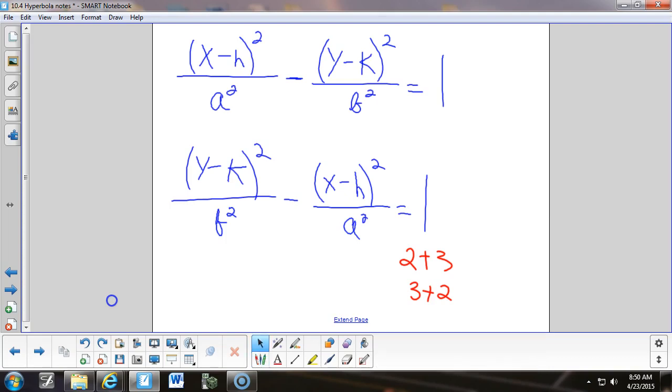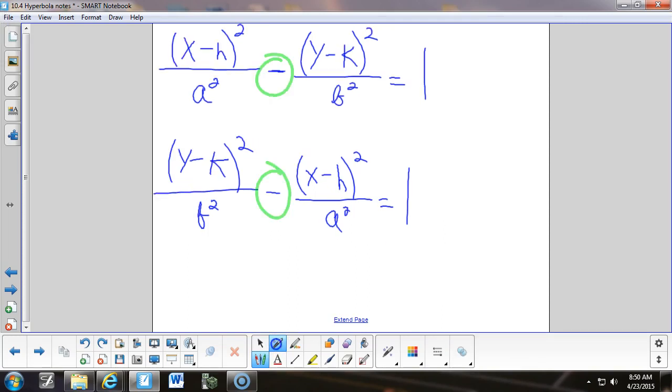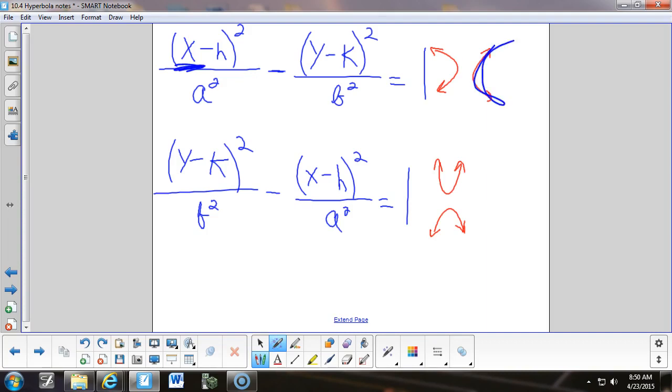So in this first one, the x value is coming first. In this one, the y value is coming first. When that's the case, again, subtraction, so the order matters. When the x value comes first, that's going to be a hyperbola that opens up sideways. When the y value comes first, it's going to be opening up or down.